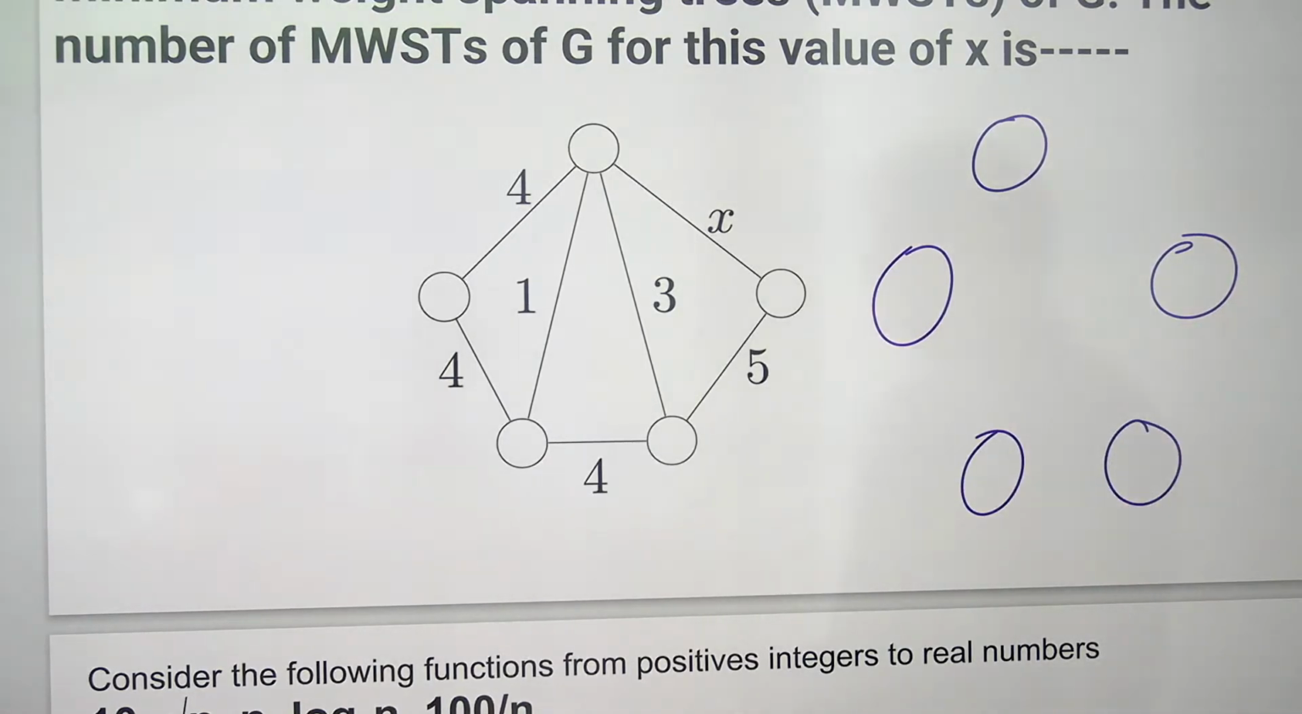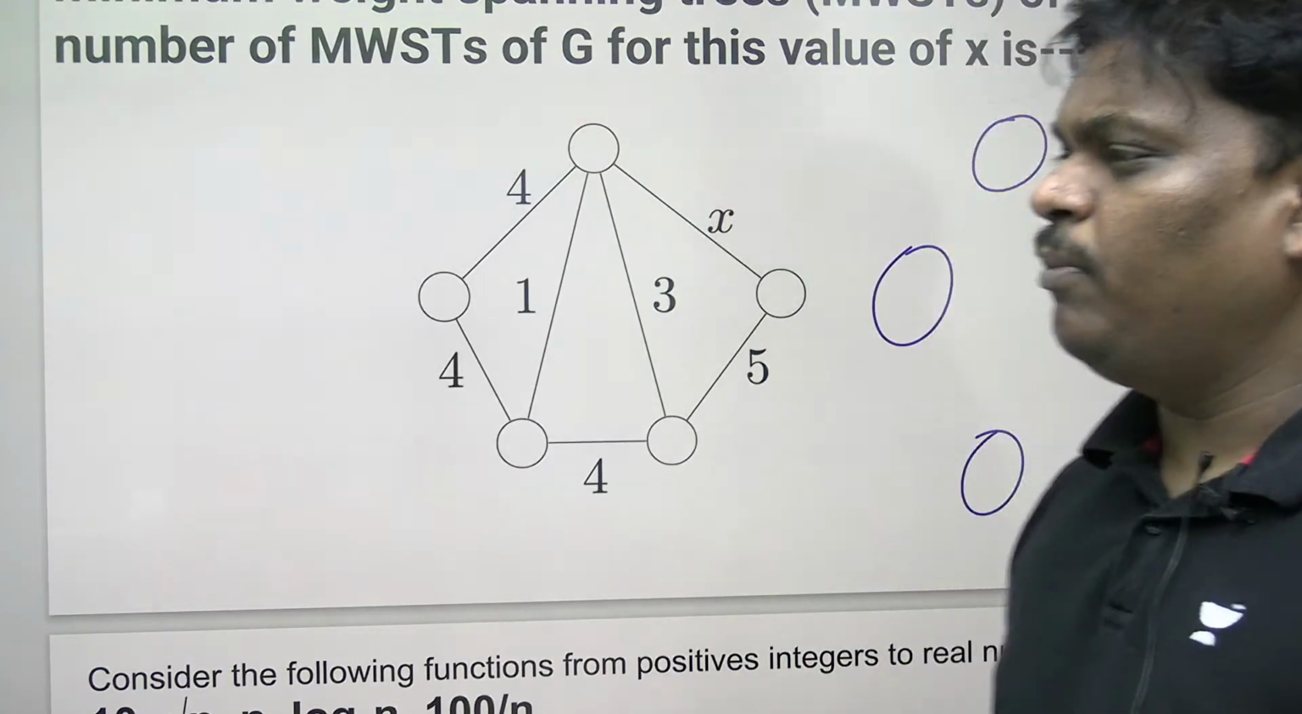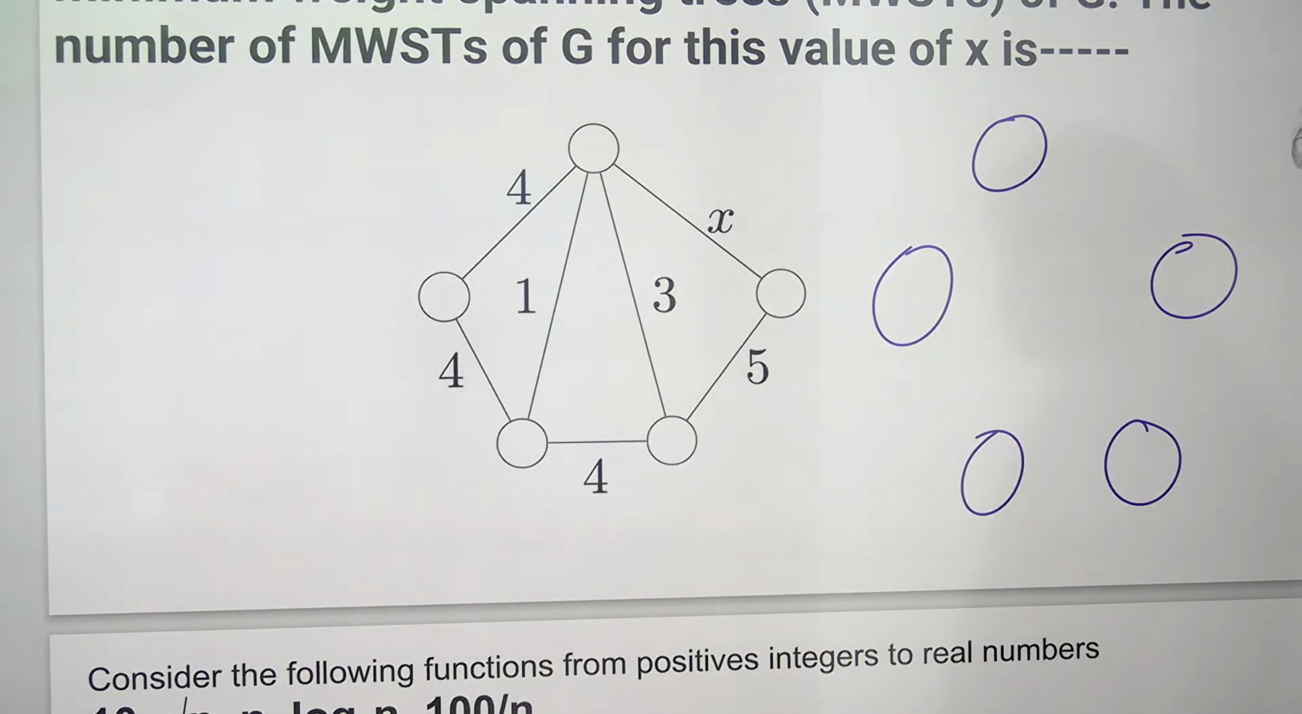For a minimum weight spanning tree, you can apply either Kruskal or Prim's. I am going to use Kruskal. Can you help me now? First minimum. Can you say the first minimum? First minimum is 1.